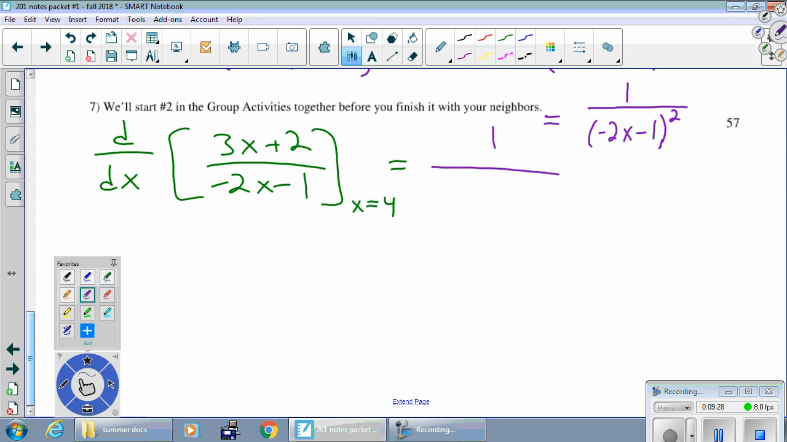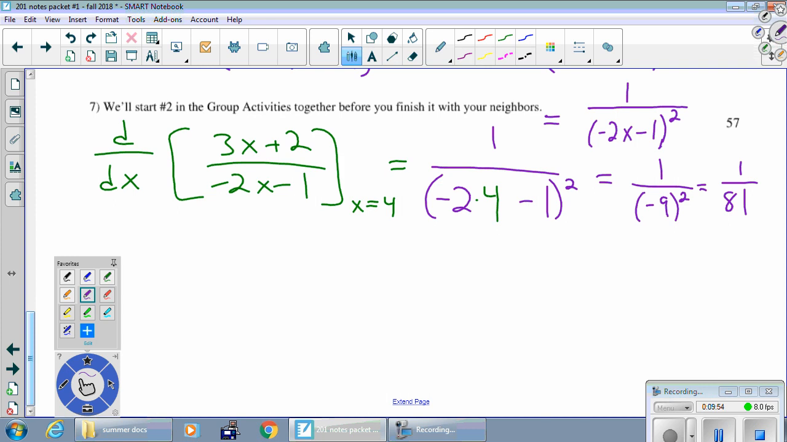So it's a 1 over negative 2 times x, I'll leave a blank there, minus 1 squared. And in this case, the x becomes 4. And so this is now just arithmetic. So 1 over, let's see, negative 8, negative 9, negative 9 gets squared. That becomes a positive 81. So we should get 1 over 81.